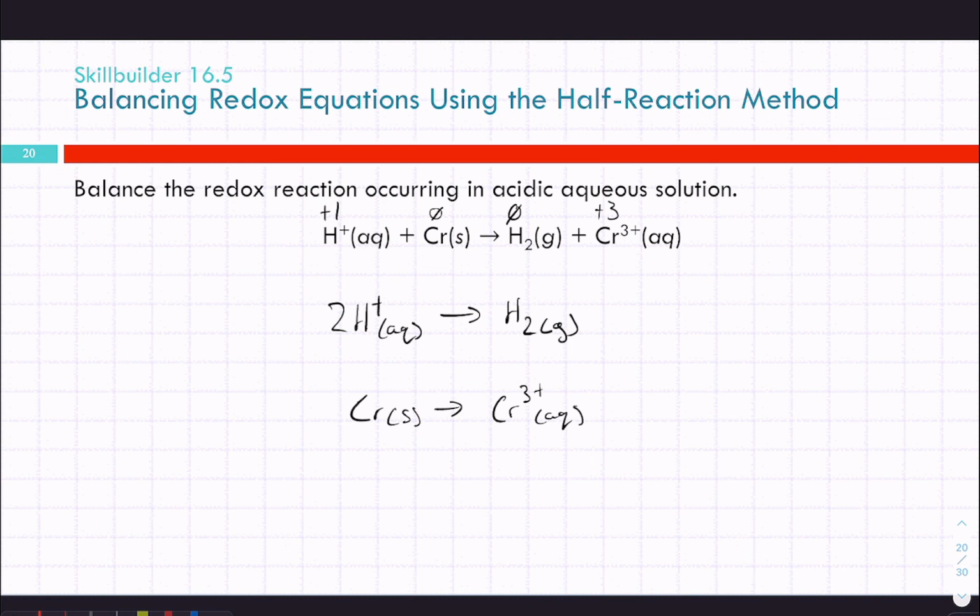So now, having balanced that, we can go through and balance the charges on either side by using electrons. And again, the charges have to be the same. So on this one, we have a 2+ on our reactant side for the hydrogen reaction. And on the product side is going to be a 0 charge. So which side and how many electrons do we need to add? Two electrons on which side?